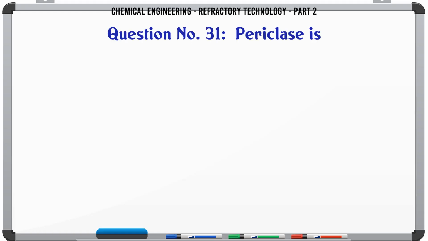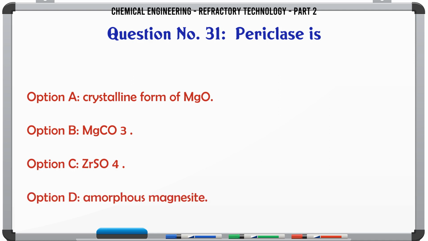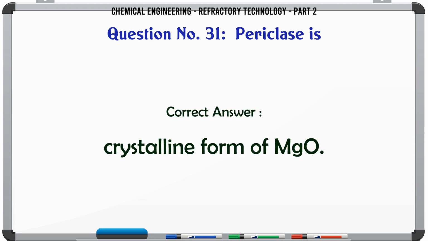Periclase is A. crystalline form of MgO. B. MgCO3. C. ZrSO4. D. amorphous magnesite. The correct answer is crystalline form of MgO.